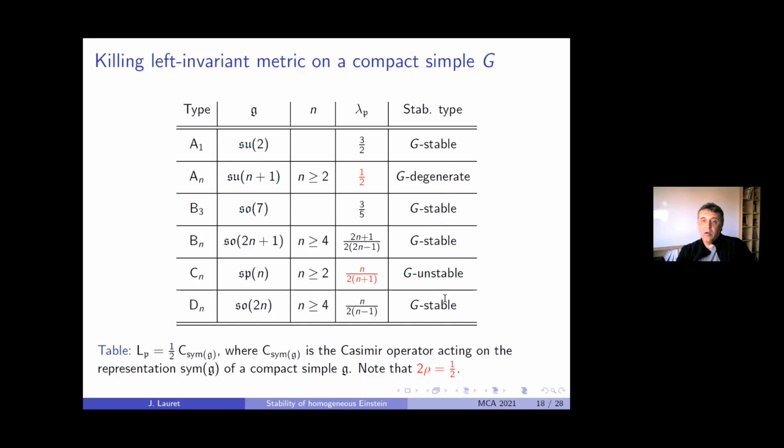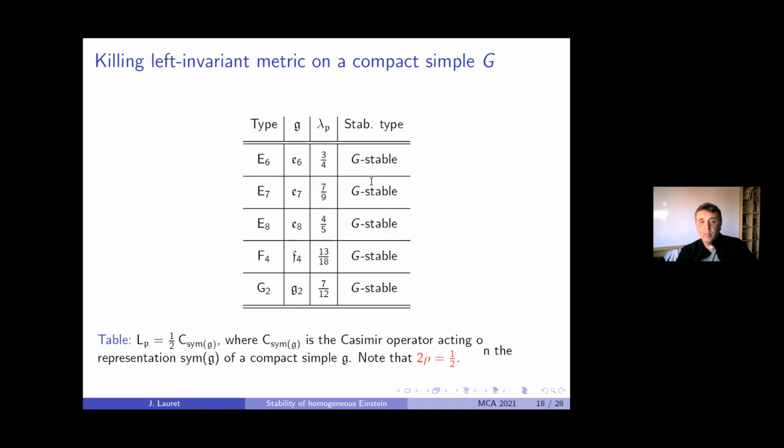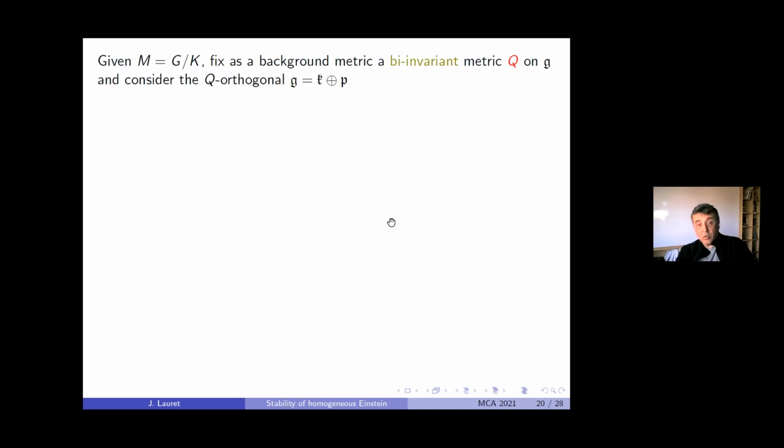But okay, they are all G stable, and you get only for SUN and SPN bad travel. In SPN it is unstable because this is less than 1/2, and 2 rho is 1/2. And in the SUN case, you get this degenerate, and you cannot conclude if it is a local maximum or not. And in the exceptional case, they are all G stable. Okay, that's for free. But let's go to a general situation.